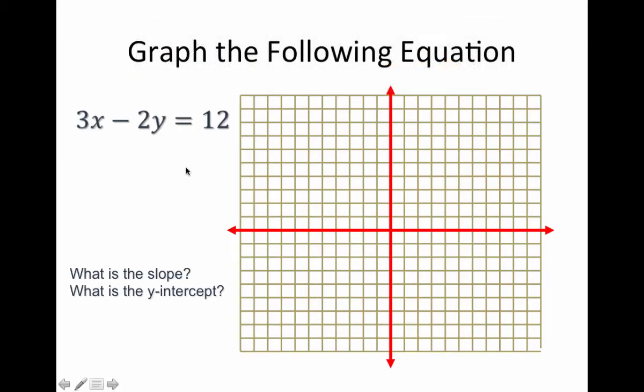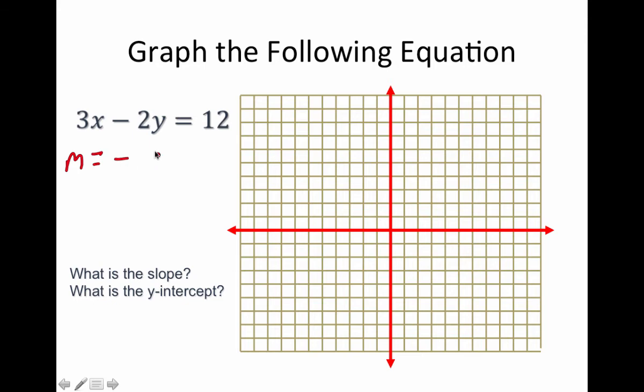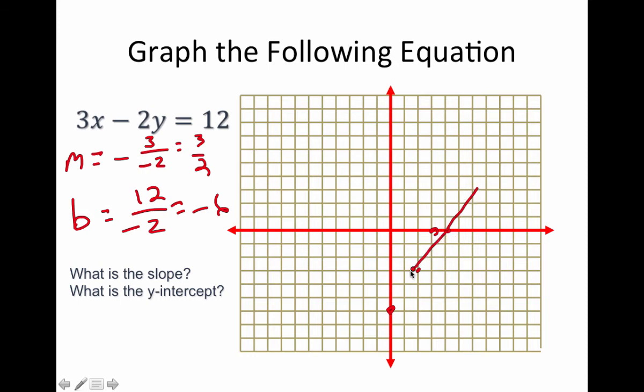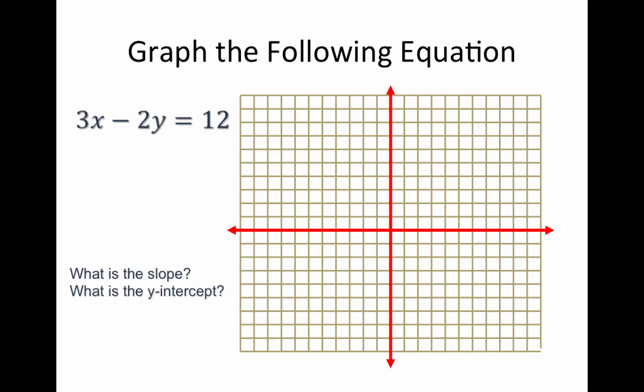So you can graph the following equation. You can find the slope. The slope will be negative a over b, or 3 over 2. The y-intercept will be c over b, or negative 6. Graph the line, down 6. Apply the slope, up 3, right 2, up 3, right 2, and graph it. But it's all about using these formulas. Pick them apart.